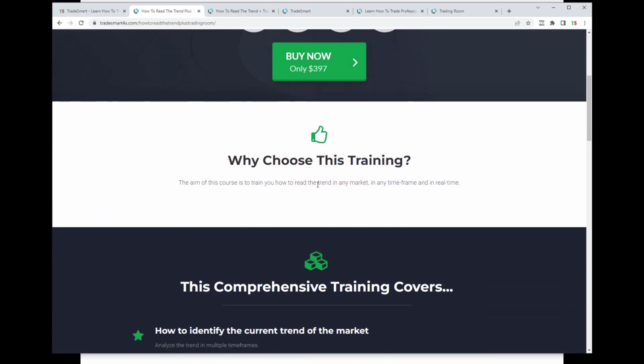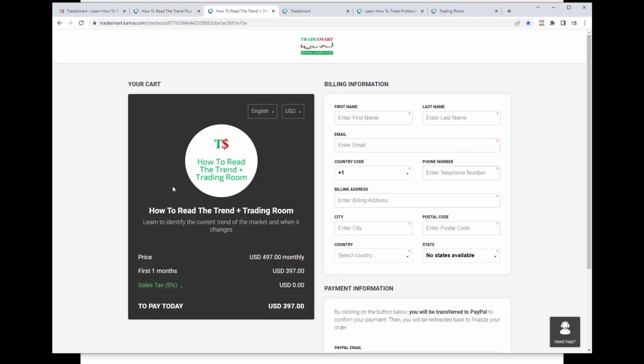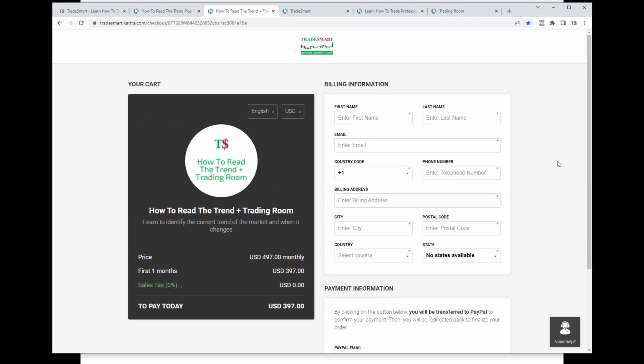You come to this page over here. So you click on buy now. It'll bring you to the checkout. So you fill out all your details. And then what you'll do is you'll get immediate access to the live trading room and the training. And you can come and join straight away. You can watch today's session, for example, and see what we talked about in today's session, go through the training and come and join us live tomorrow.